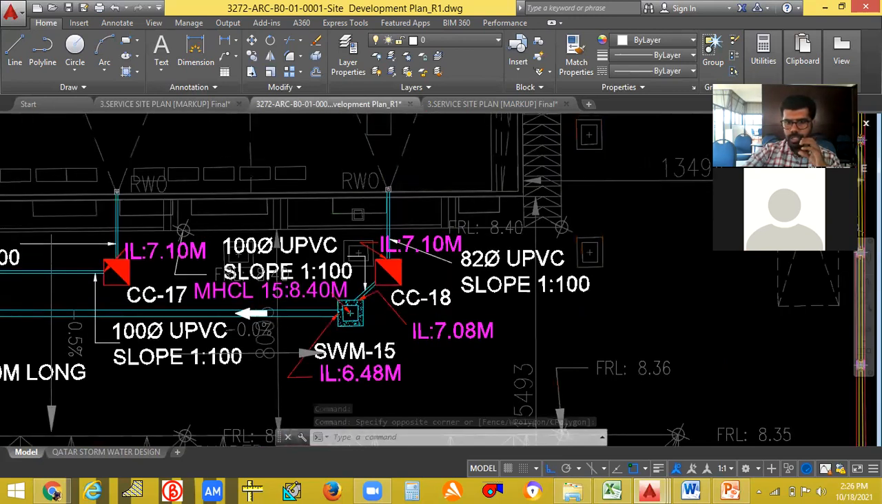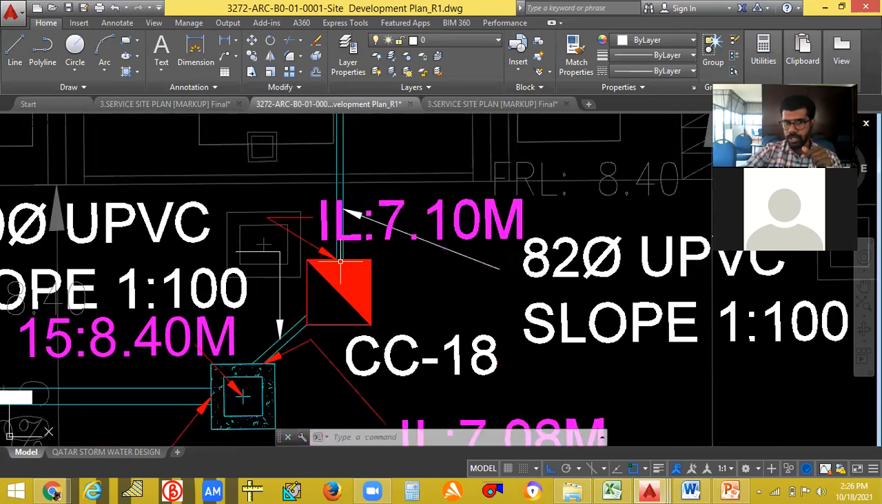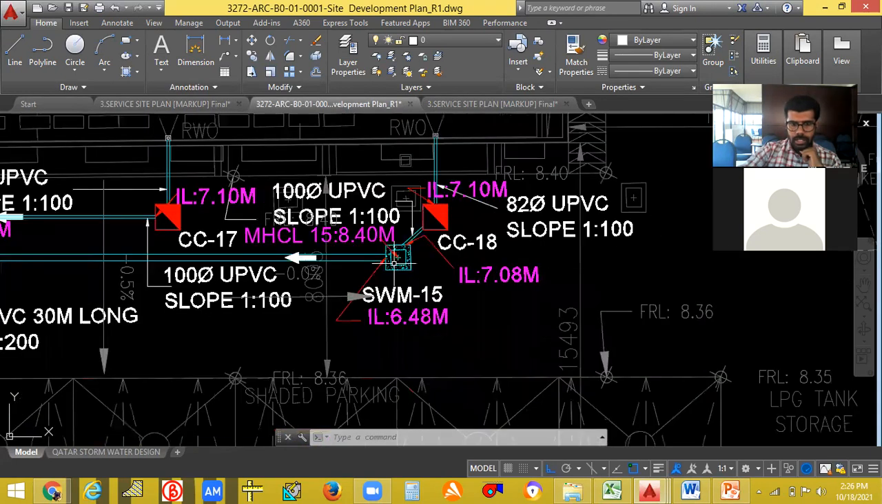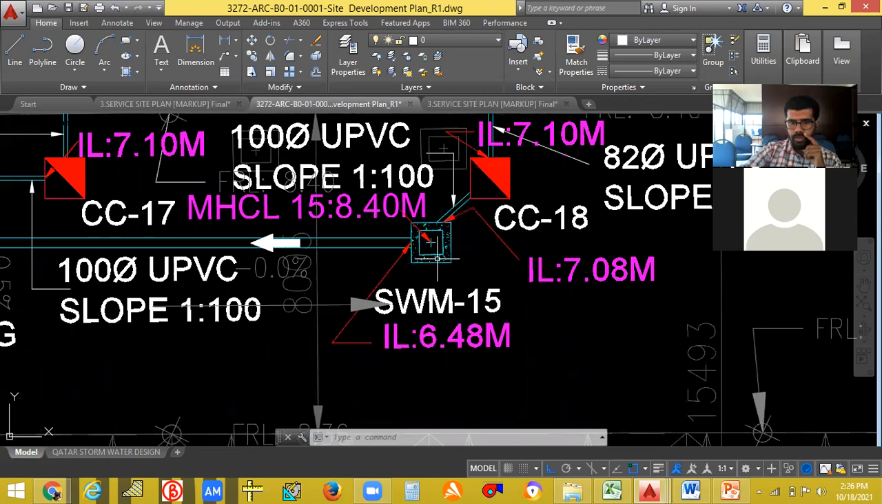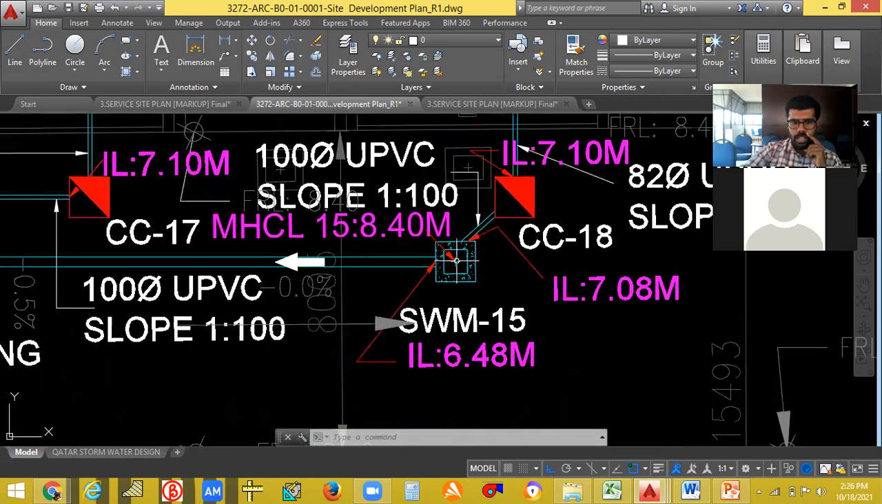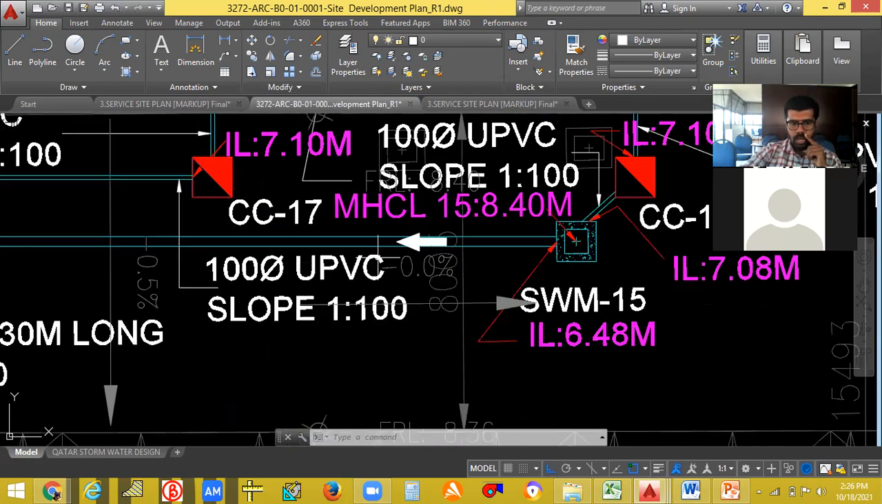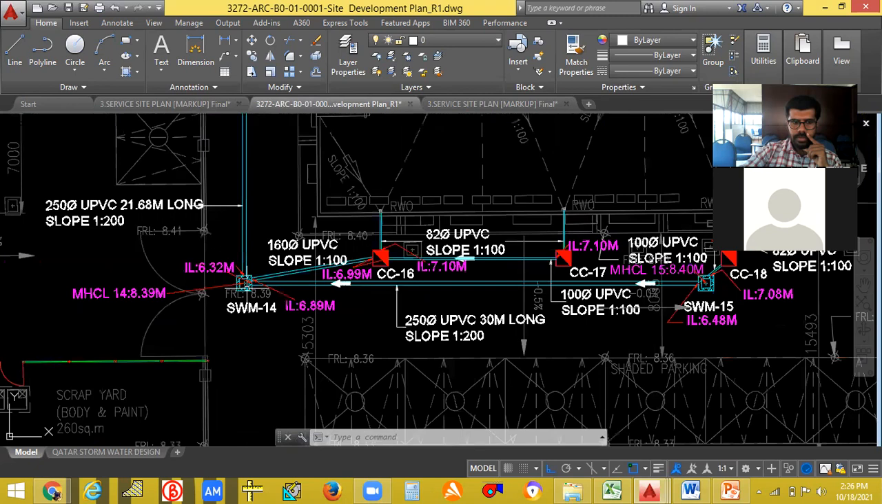What is the diameter of this pipe? What is the pipe you have used? What is the slope? What is the invert level at which it is entering into it? Okay, 7.10 meter. And this is storm water manhole 15. And what is the pipe diameter of this? 100. The slope, 1:100. Okay, all these things we have to mark.